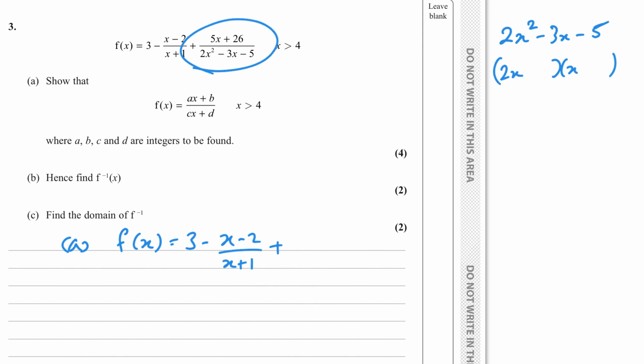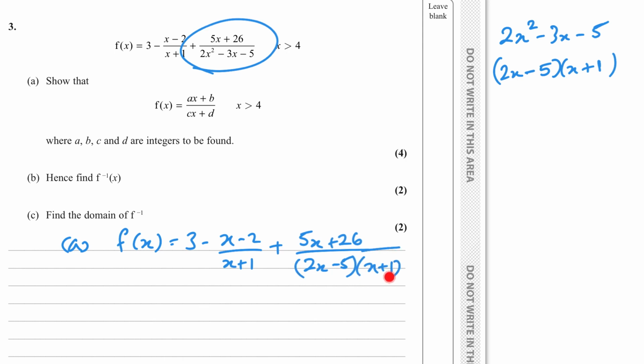Again, the only scenarios that work. So we've got 5 here and 1 here. That should get me the 3. So we've got -5 and the +1. That then gives me 2x squared. 2x minus 5x is minus 3x, and this is my -5. So now I've got (5x + 26) over (2x - 5)(x + 1).